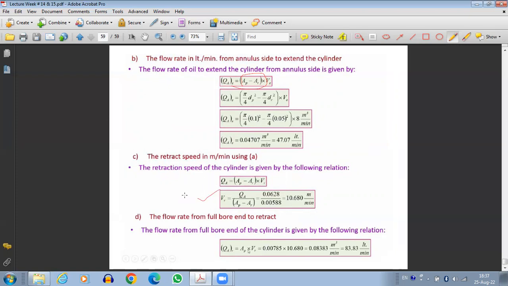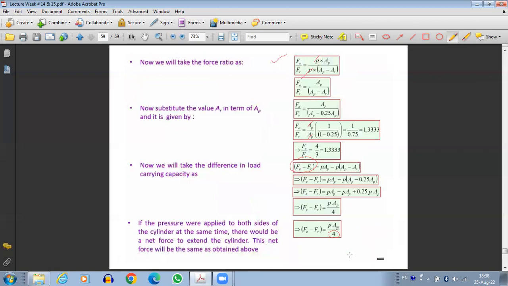And if you want to know what will be the flow rate from the full bore end to retract, here we are going to use the AP, which is the area of the full bore end, multiplied by the velocity of the retraction. So we are going to get the flow rate for that case. So this is the solution of these problems.